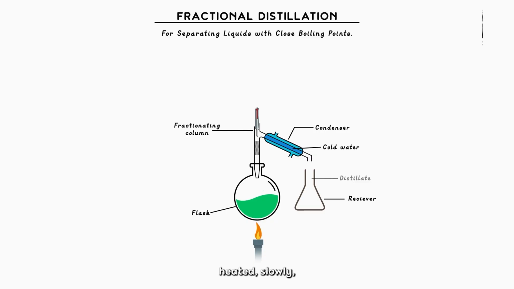As the mixture is heated slowly, both liquids begin to form vapor. The vapors rise through the fractionating column, where they repeatedly evaporate and condense on the surfaces inside the column. Each cycle increases the purity of the vapor with the lower boiling point. When this purified vapor reaches the condenser, the cold water cools it down and it turns back into liquid. Different fractions can be collected by switching the receiving container when the thermometer shows that a new substance is boiling.